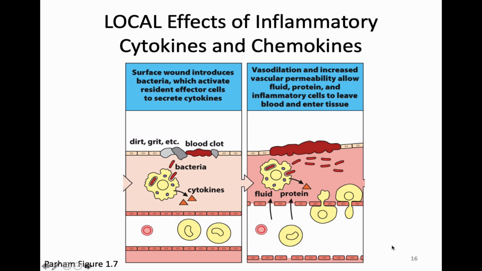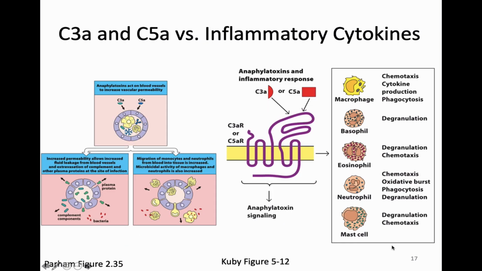One other thing that I want to point out here has to do with something we talked about in the previous class. So previously we saw two molecules, C3a and C5a, that were part of the complement cascade. And I told you that those two proteins were known as anaphylatoxins, which can lead to changes in vascular permeability and lead to some inflammatory responses. C3a and C5a, in fact, act a lot like inflammatory cytokines and chemokines and have many of the same effects that you saw on the previous slide.